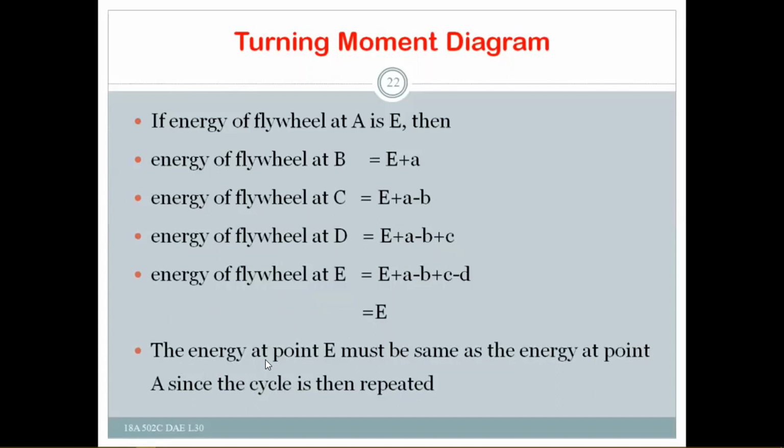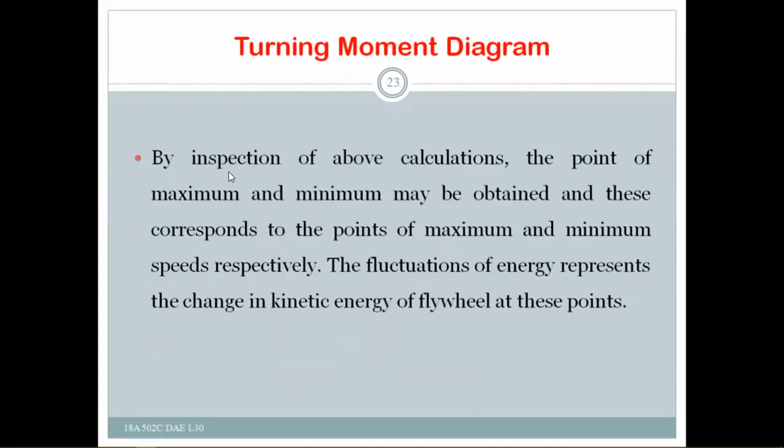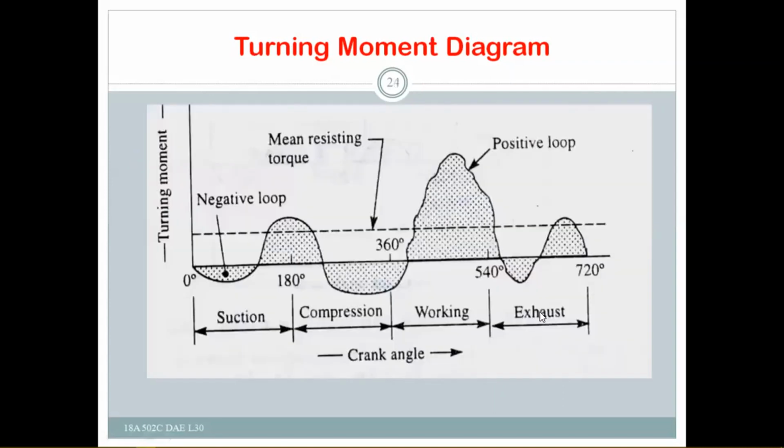So the energy at point E must be the same as the energy at point A, since the cycle is then repeated once again. By inspection of the above calculations, the points of maximum and minimum energy may be obtained. These correspond to the points of maximum and minimum speeds respectively. The fluctuations of energy represent the change in kinetic energy of the flywheel at these points.